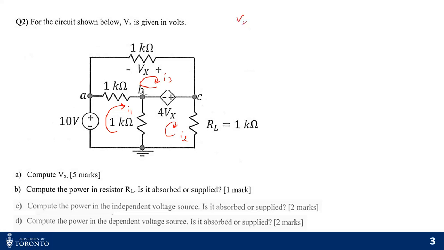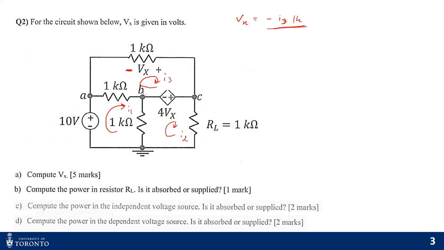So what's going to be my Vx? My Vx is going to be minus I3 times 1K, right? Why minus? Because the current is entering through the minus terminal. So wherever in the equation I have Vx, I will just replace Vx with this term.